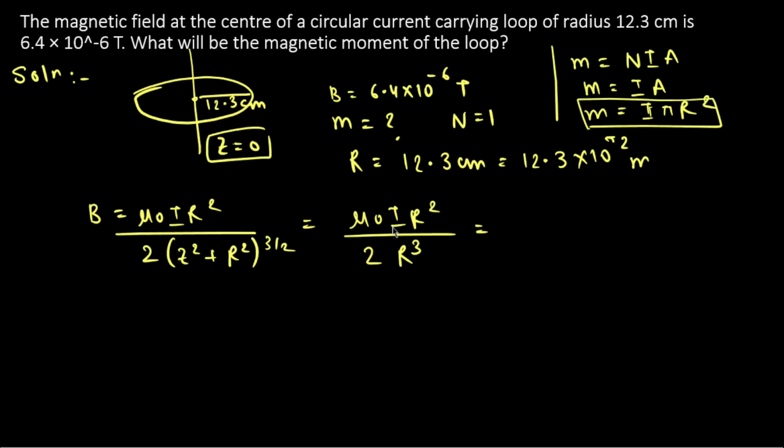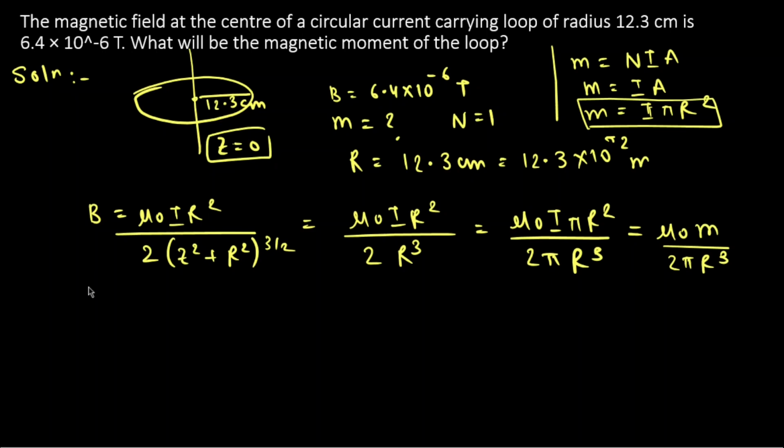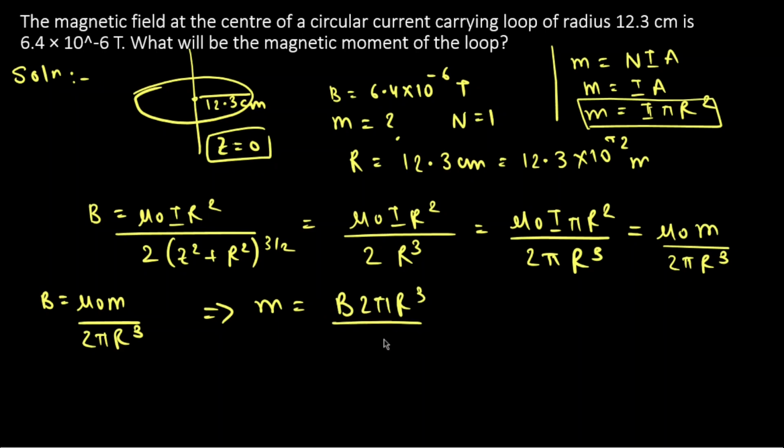Now if we multiply this equation with pi up and down, we'll get mu naught I pi r square divided by 2 pi r cube. Now we know that I pi r square is magnetic moment m. So this formula can be written as mu naught m upon 2 pi r cube. Now from this we have B equal to mu naught m upon 2 pi r cube, which implies the magnetic moment that we need to find out, m, can be written as B into 2 pi r cube divided by mu naught.